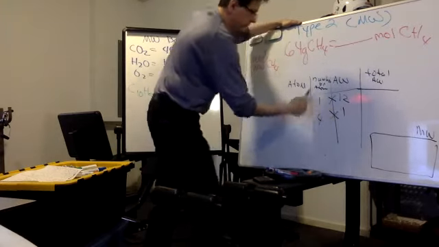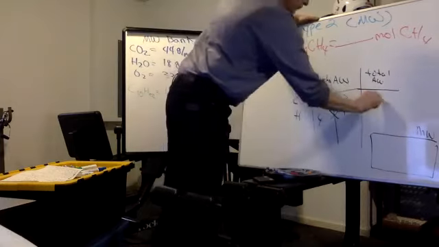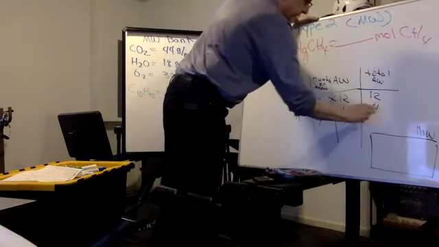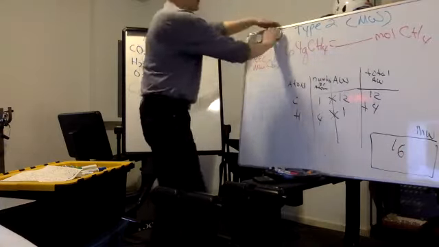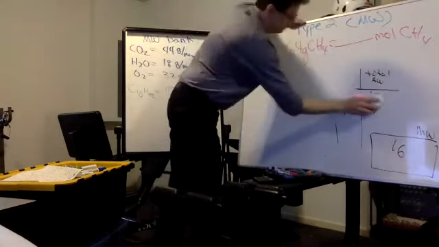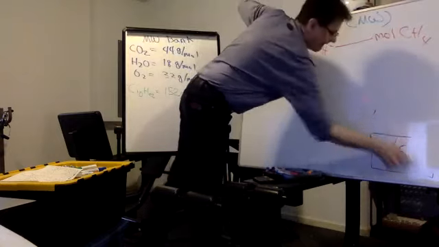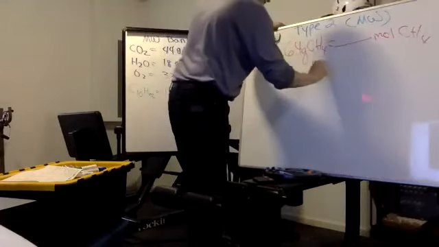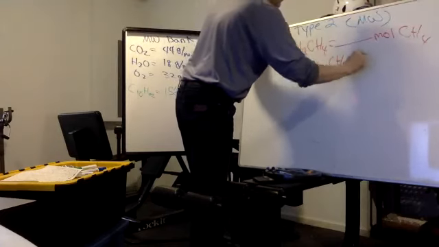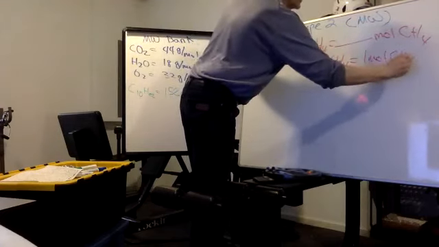I multiply those 2 columns together. 1 times 12 is 12. 4 times 1 is 4. And then I add the last column to get the bottom box. 12 and 4 is 16. So my conversion factor to do this problem, I just calculated. It is 16. 16 grams of CH4 is equal to 1 mole of CH4, and that is my conversion factor.